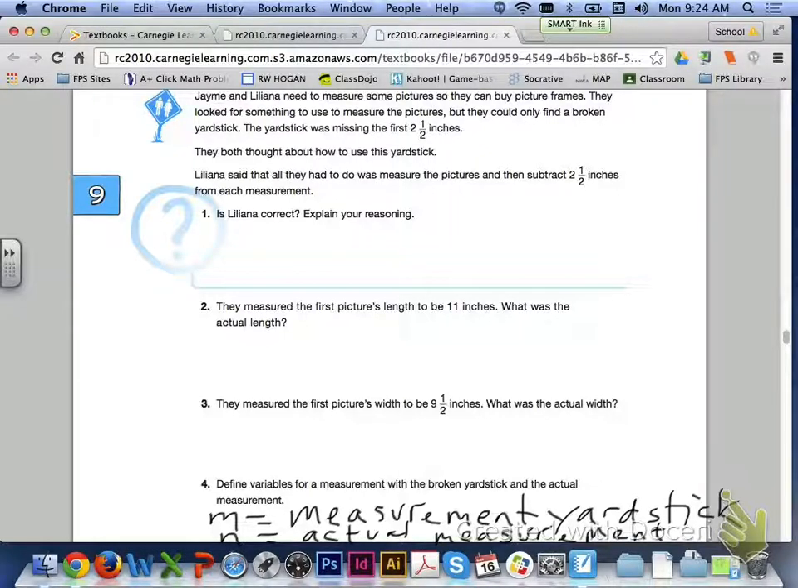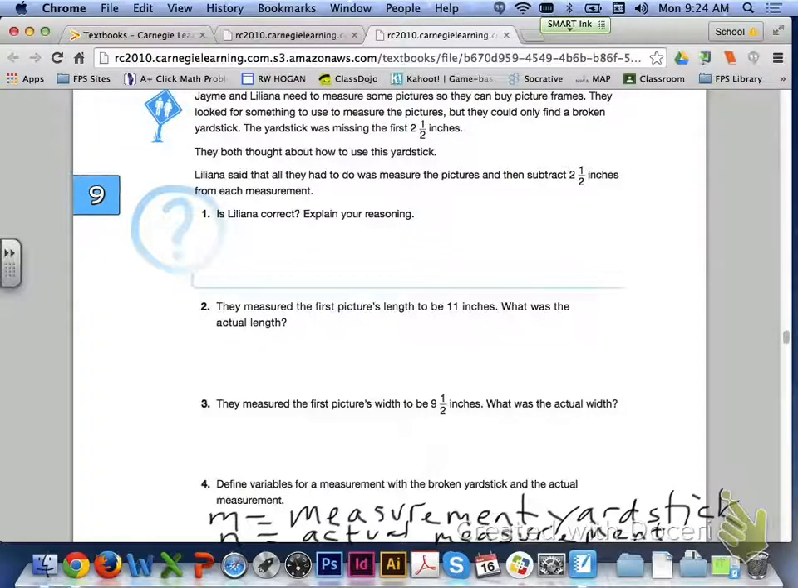It says that Jamie and Liliana need to measure some pictures so they can buy picture frames. They looked for something to use to measure the pictures, but they could only find a broken yardstick. The yardstick was missing the first 2.5 inches. They both thought about how to use this yardstick. Liliana said that all they had to do was measure the pictures and then subtract 2.5 inches from each measurement.